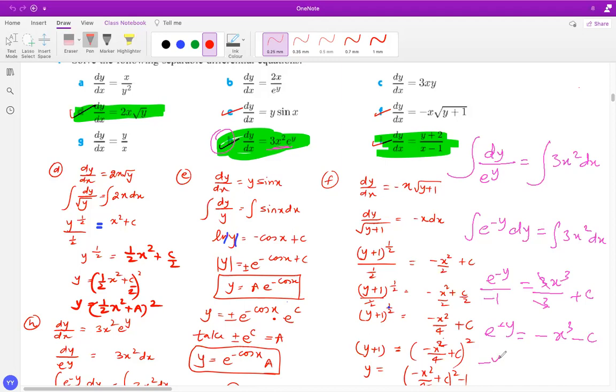So you get negative y equals ln of negative x cubed minus c. And of course, you bring the minus to this side, so you get the answer.